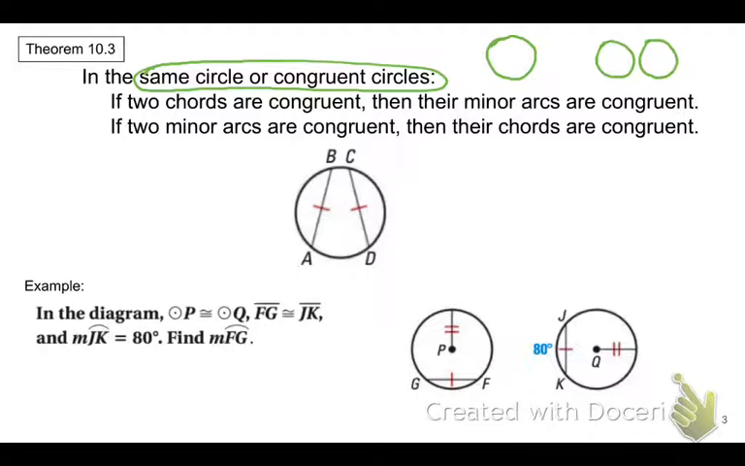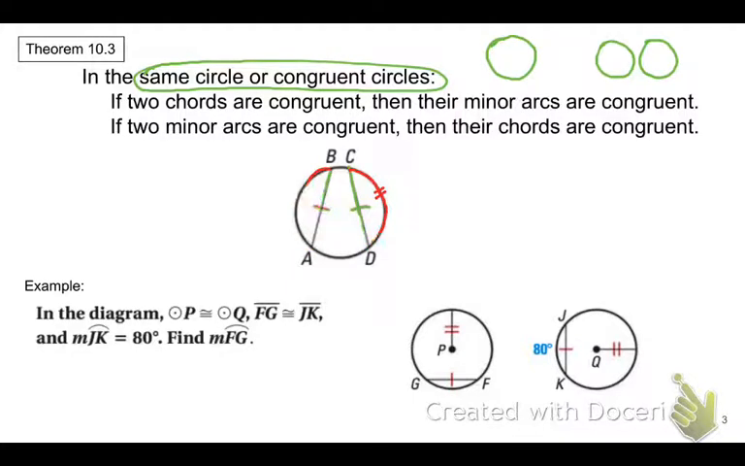So the first part of the theorem says if 2 chords are congruent, and here we have 2 chords, AB and CD, and we're given that they're congruent by those little marks, then their minor arcs are also congruent. It means they have the same number of degrees. So that's pretty powerful.